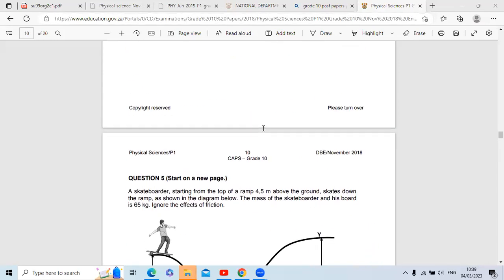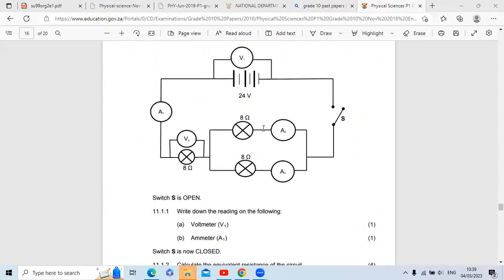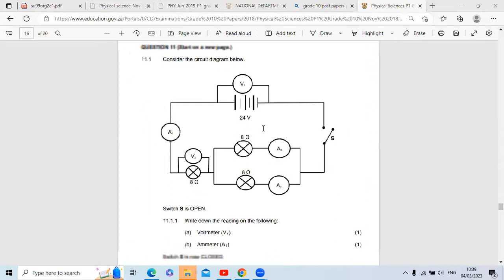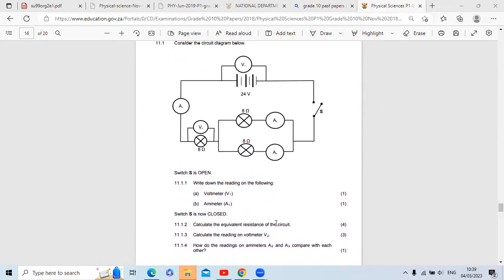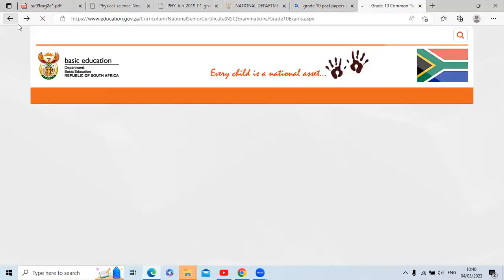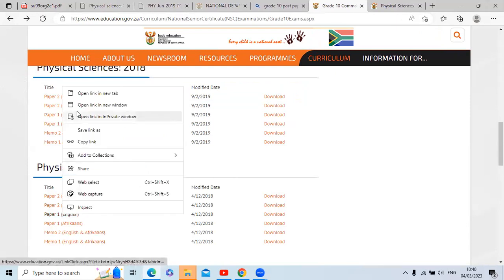Can you see the question paper? Yes. Okay. Yeah. So I'm just gonna show you an example, and we're gonna do question 11.1.2. Let me just open this separately, and I'll open this other one.